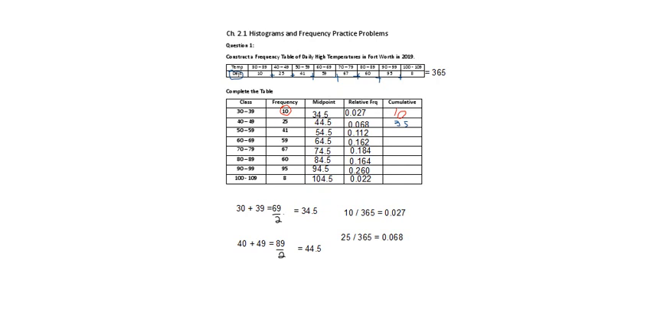35 plus 41 is 76. 76 plus 59 is 135. 135 plus 67 is 202. 202 plus 60 is 262. 262 plus 95 is 357. And finally, 357 plus 8 is 365.